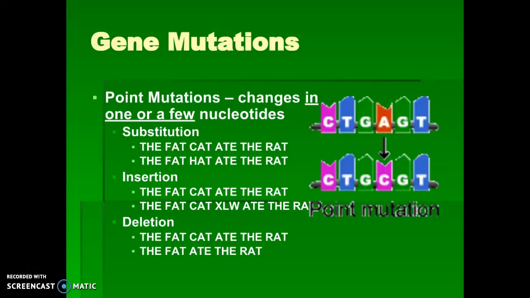The final point mutation is a deletion, and that makes the gene shorter. The fat cat ate the rat, then you have the fat ate the rat. So we've deleted the entire cat portion.